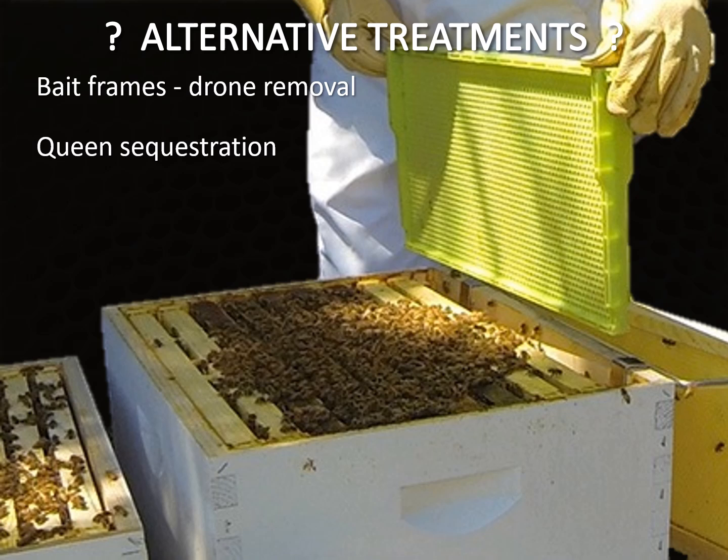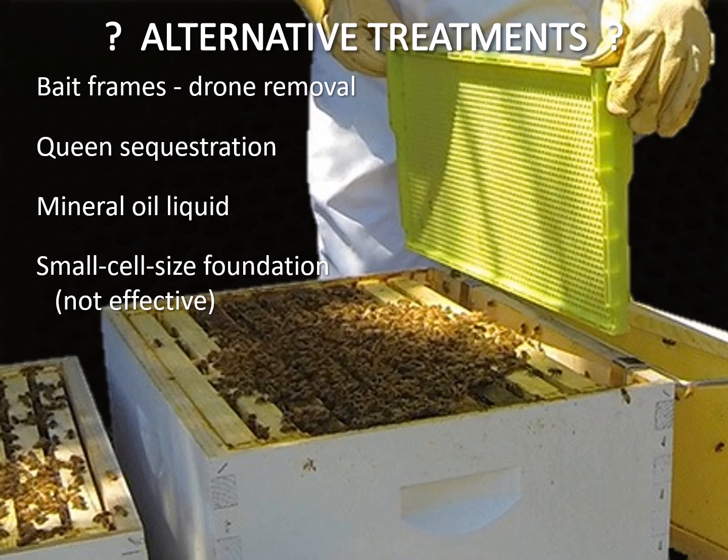Another is mineral oil liquid. Small cell size foundation: it was thought that if you had a small cell size, the larva would take up so much of the cell that there wouldn't be very much room in there for all this other activity to go on. It doesn't really work quite the way the creators of the small cell size foundation had hoped.